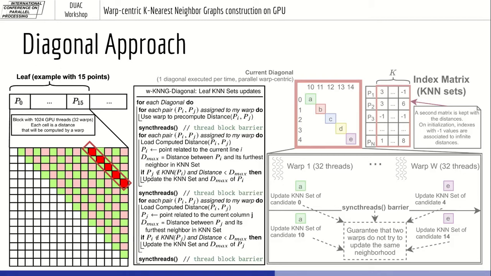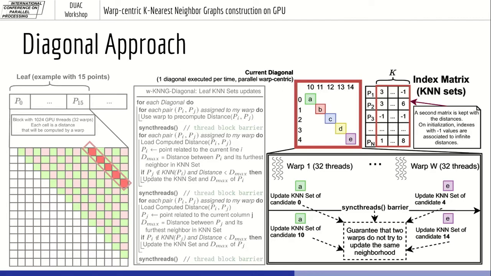One of them is the diagonal approach. In this approach, each diagonal of the matrix is computed at a time. Each distance of the diagonal is assigned to a warp, following the warp-centric method. Note that there is a pattern in the index for both elements of each pair. In the image, we can see that the rows represent the first element of each pair and the columns represent the second. There is no distance in the diagonal that shares the first or the second element of each pair.